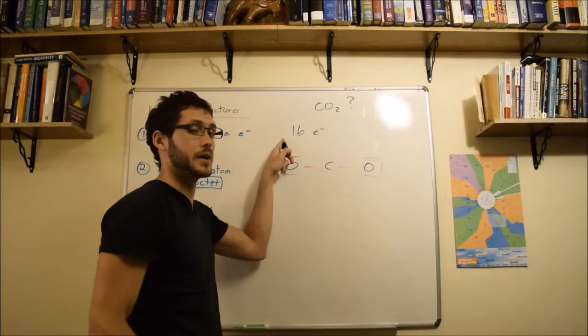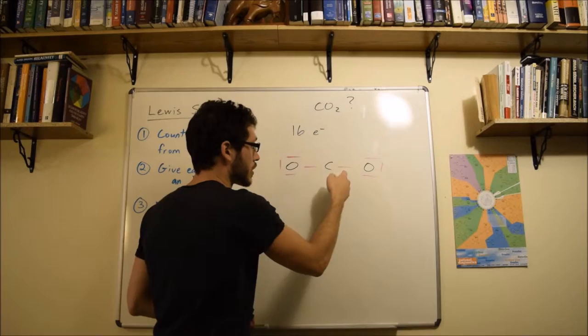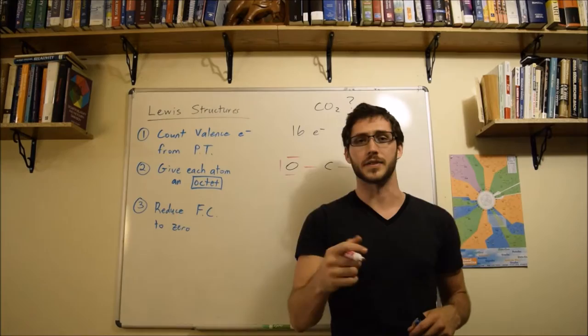Now, I gotta make sure that each atom has an octet. Oxygen, 2, 4, 6, 8. Oxygen, 2, 4, 6, 8. They're both good. Carbon, 2, 4. No bueno. So what we gotta do is rearrange some electrons. Let's start making some double bonds so oxygen can share with carbon.